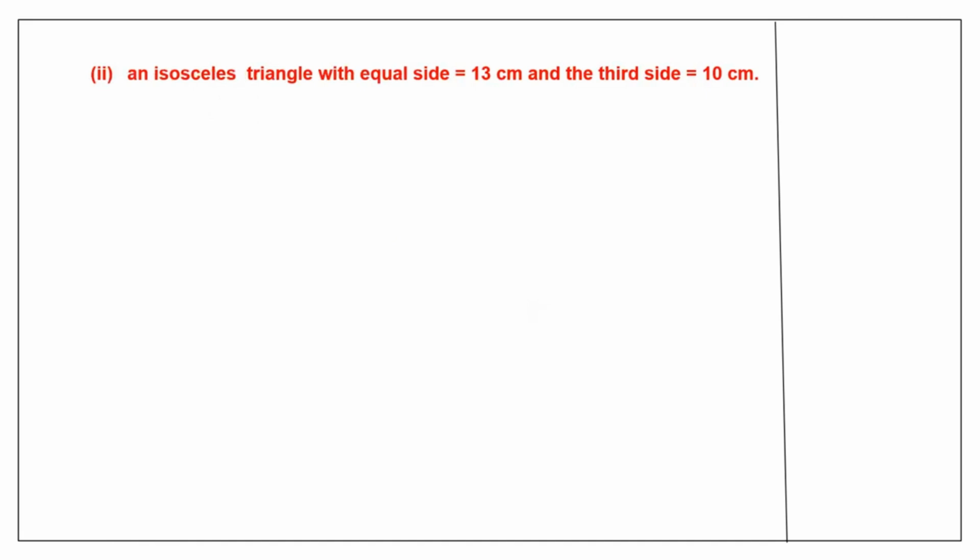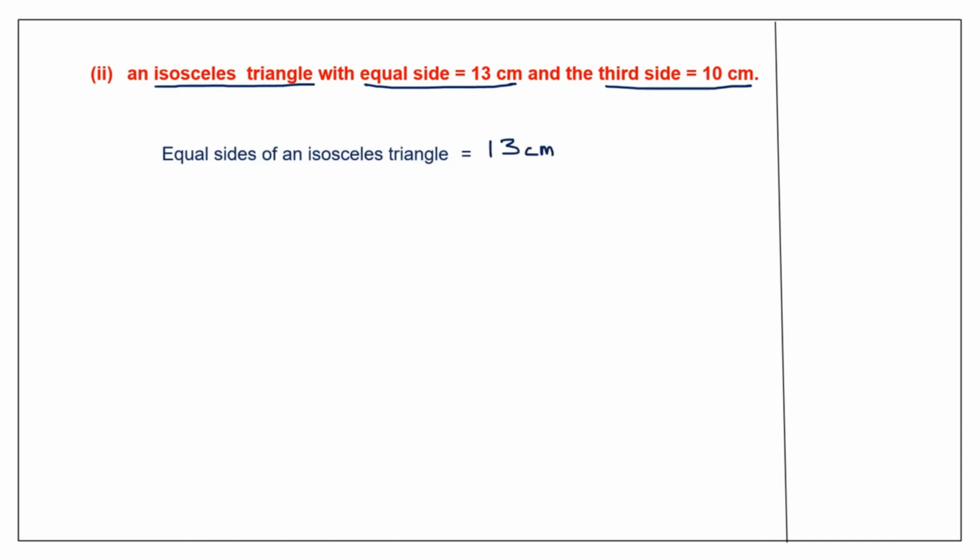Second one, this time we have to find the perimeter of an isosceles triangle. So what is an isosceles triangle? It has two equal sides and the third side is a different measurement. So the equal side measurement is given to us and the measurement of the third side is also given to us. So let's begin. Equal sides of an isosceles triangle, 13 centimeters. Okay, there are two equal sides and each one is 13 centimeters. The third side is given to us as 10 centimeters.